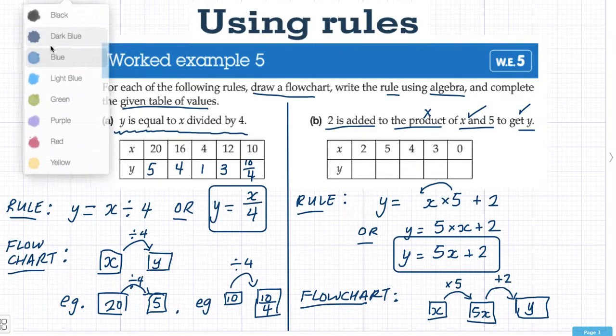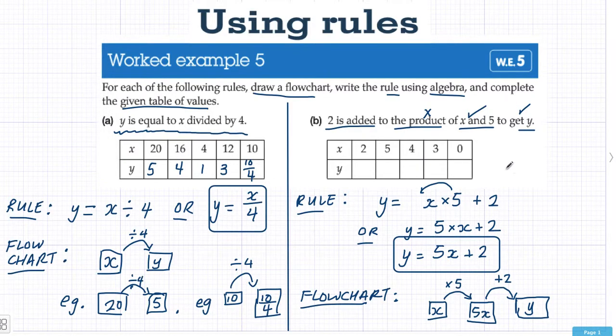Now we're going to use that flowchart to help us with the problem. So, for an example, I'll just put it on the side here. Let's say what happens when x equals 2. We're going to use the flowchart. So where x was, I'm going to pop a 2 in there. 2 times 5 is 10. The next part of my flowchart is plus 2. 10 plus 2 is 12. So we know that's going to be 12. And we can do the same thing each time for each of these levels. So multiply by 5 and add 2. So 5 times 5 is 25, plus 2 is 27.